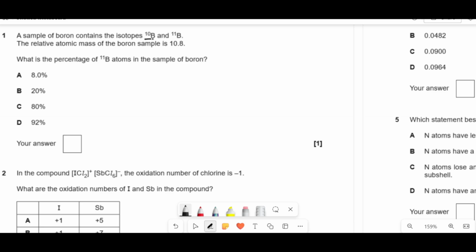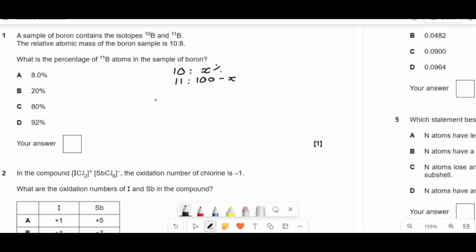So a sample of boron contains these two isotopes, and the relative atomic mass of this boron sample is this. Relative atomic mass, remember, is just your mass times each abundance, plus all the other ones. It could be percentages or relatives, and it's over 100 or the sum of all of these. Let's say the 10 isotope has x%. All the rest has to be 11, so all of it adds up to 100%, so the other 11 has to be 100 minus x.